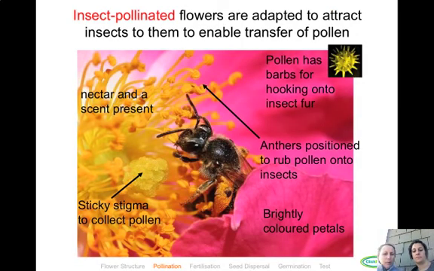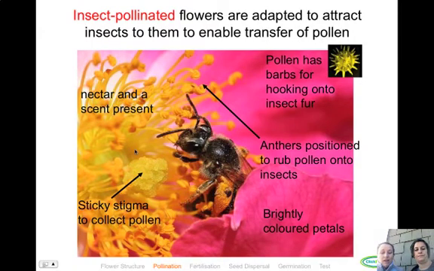Okay, so there's a couple different ways that pollination can occur. It can be insect-pollinated, and those flowers that are reliant on insect pollination are adapted to attract insects to them to enable transfer of pollen. Okay, so we see over here that there's a couple different elements to that. The nectar that is in the flower is attractive to the insects. There's also a scent normally that is attractive to the insects. They're also sticky in these particular flowers.